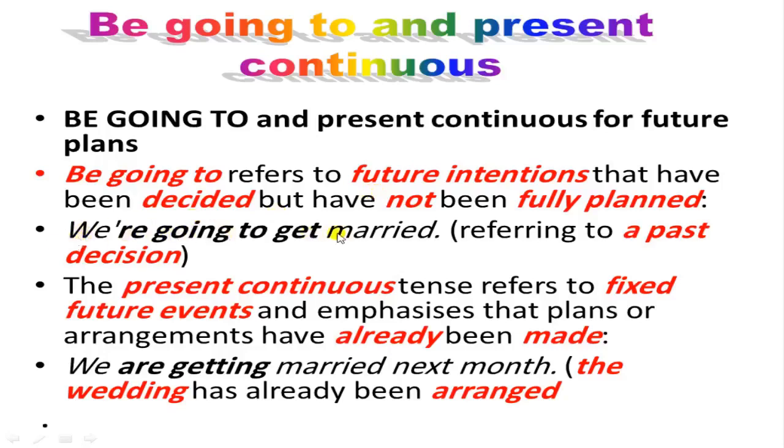We're going to get married. We're going to get married means we have made up our minds, we've taken a decision. In the future, we're going to get married. When is the wedding? We didn't decide. At what time are we going to get married? We didn't make the plan.